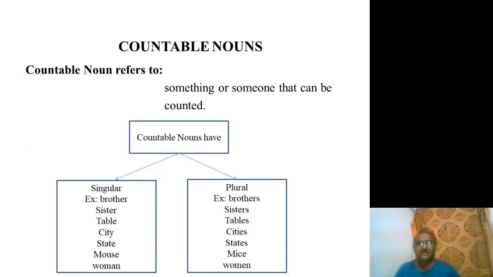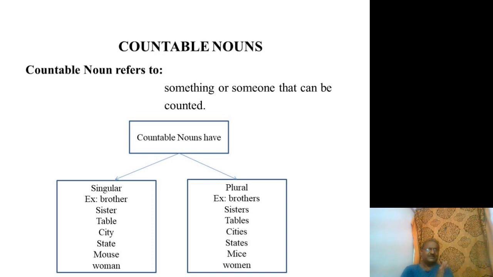And here, the countable nouns. Now coming to the next one, countable nouns. What are the countable nouns? Countable noun refers to something or someone that can be counted. Any noun that can be counted is called countable noun. It's very clear in the title itself. Countable nouns are those nouns which can be counted.